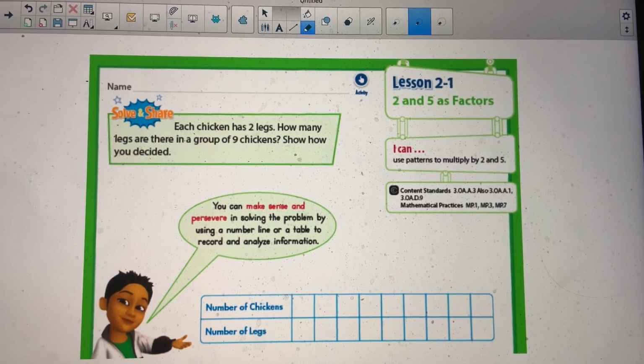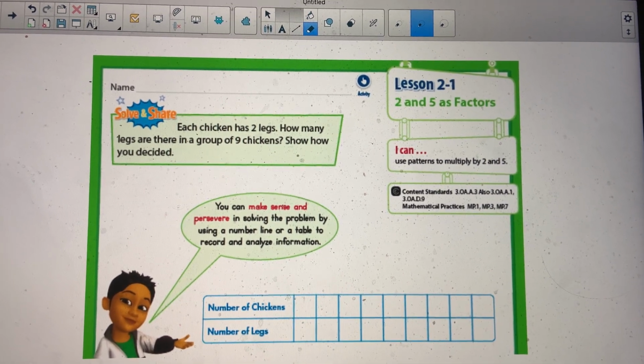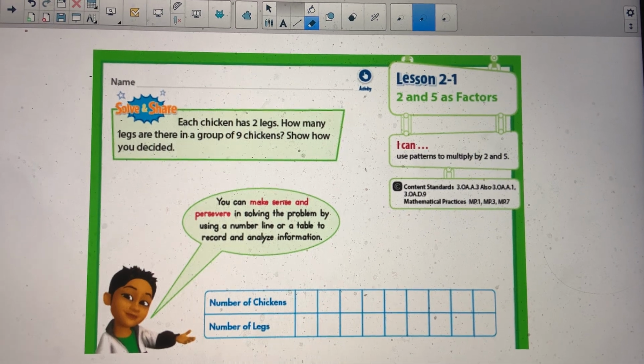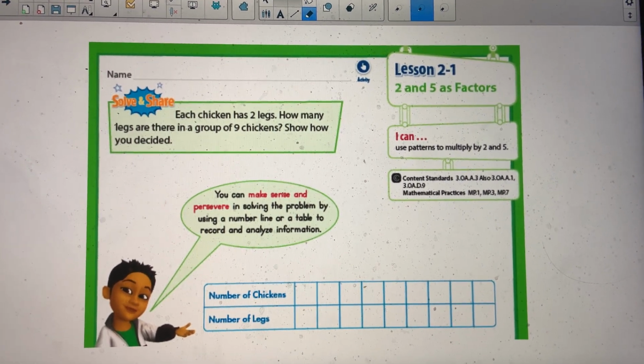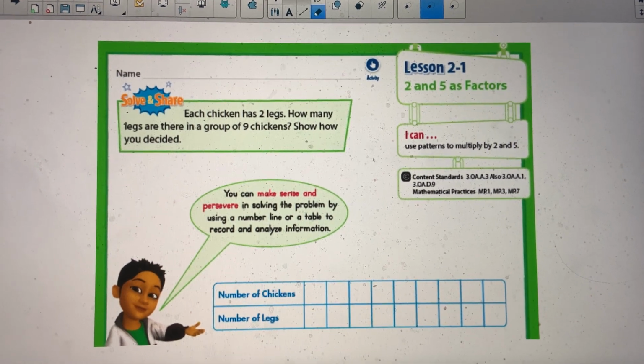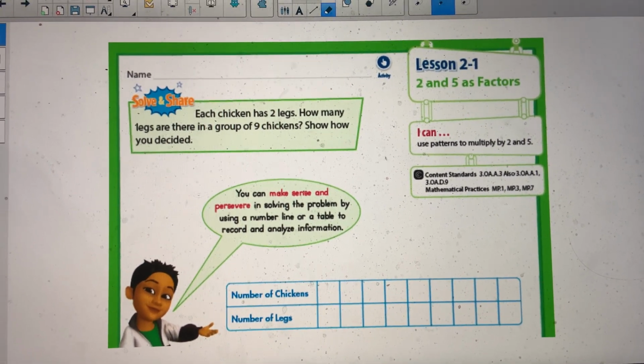So you're going to use your counting numbers today. 2, 4, 6, 8, 10, 12, etc. And then for 5s, we know our 5s. 5, 10, 15, 20, 25, 30, 35, 40, and so on. Okay? So we should be familiar with a lot of these.